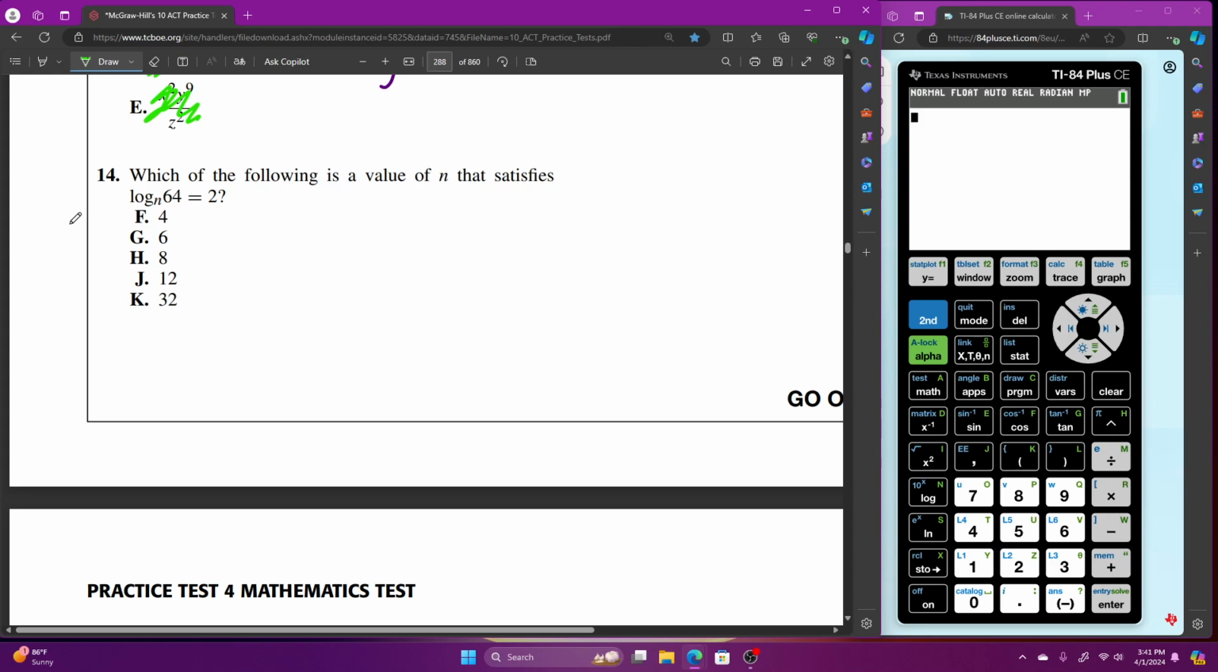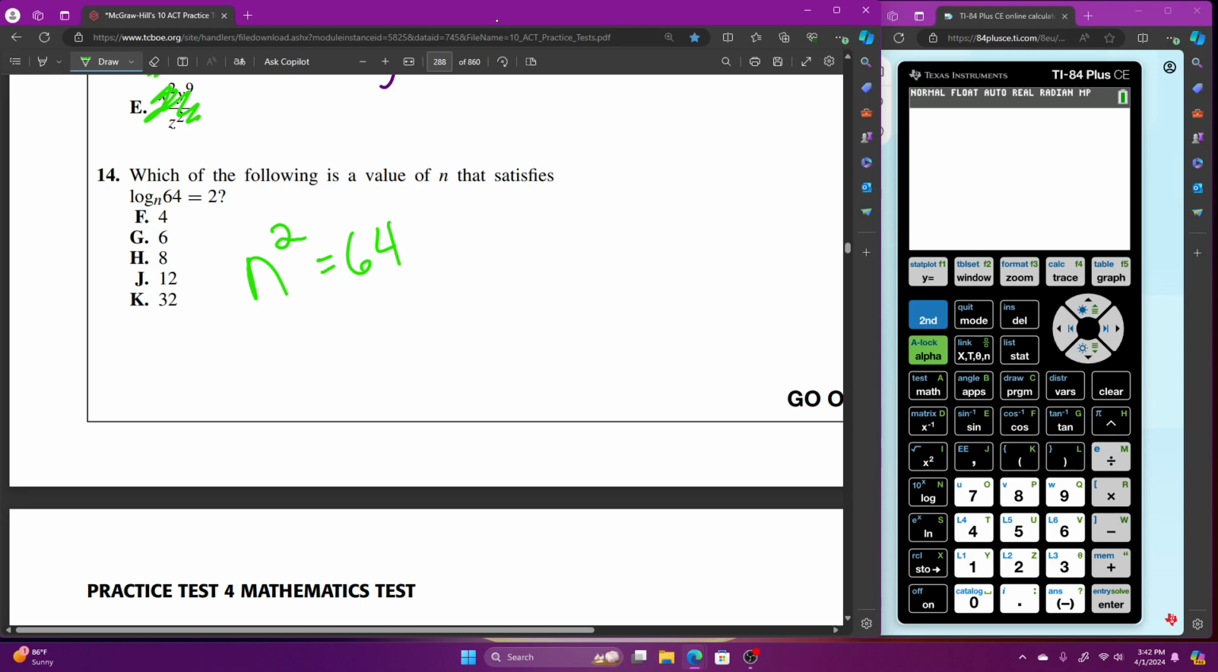And then question number 14 says, which of the following is a value of n that satisfies log base n of 64 equals 2? If you remember your rules for log, then you know that what this is asking you is, what number to the power of 2 equals 64? What number squared equals 64? What number times itself equals 64? Well, you might already have the answer, and you might remember your rules for log if you had an Algebra 2 class where you practiced that.